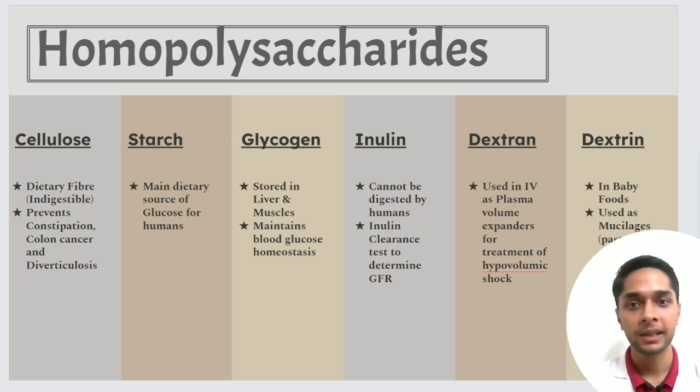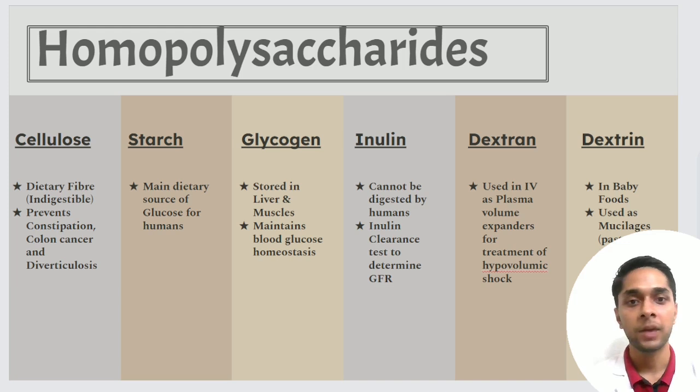Inulin is a polymer that cannot be digested by humans, but it is important in lab diagnostics like the inulin clearance test in the determination of GFR, which is glomerular filtration rate, a kidney function test. Dextrans are used intravenously as plasma volume expanders for treatment of hypovolemic shock. Dextrans are high molecular weight carbohydrates which are produced by bacteria, so they do not go out of circulation easily. And since they are osmotically active, they provide fluid volume so that the patient can recover from hypovolemia.